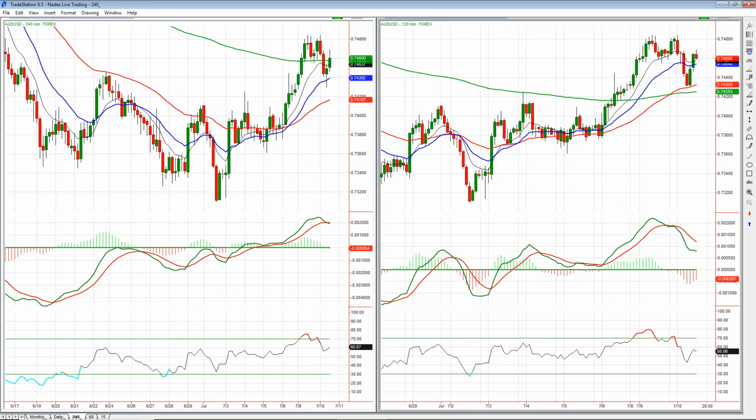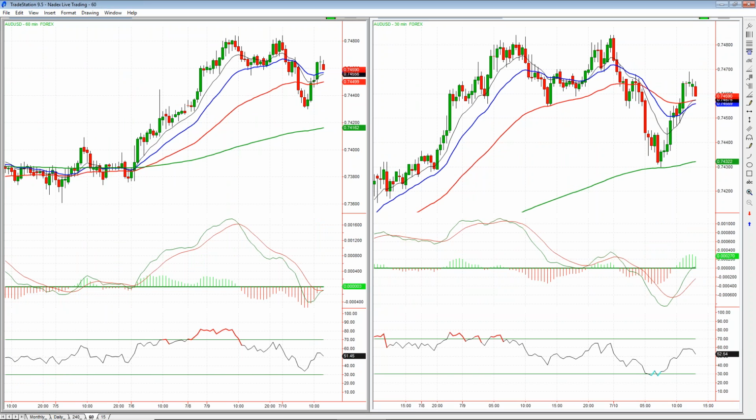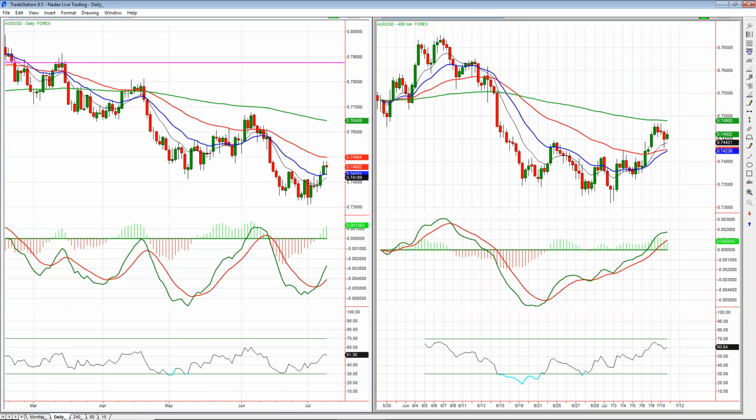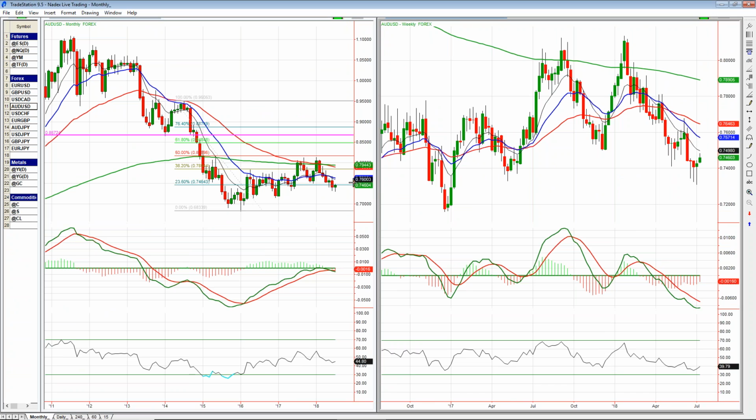If anything, some of the lower time frames are looking like setups to go higher. So really nothing consistent here. All the charts are up, down, up, down. So again, really indicative of the sideways action that we're seeing here on the higher time frames. So really, Aussie dollar is kind of a no trade for me.